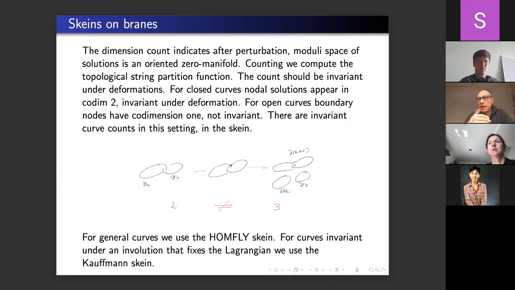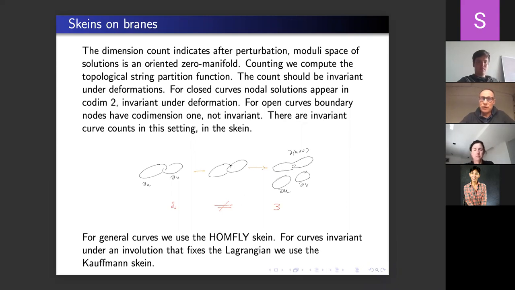And this relation to the topological string tells us that if we do this counting, then what we're really computing is this topological string partition function. And if it is so, then the count should be invariant under deformations, because that's the topological nature of it, it should not depend on various choices and deformations and so on.